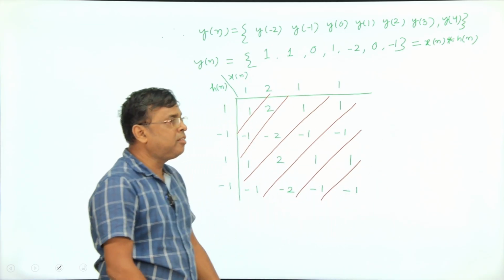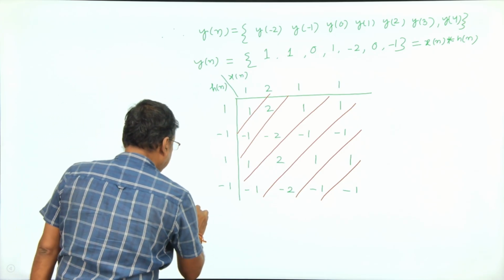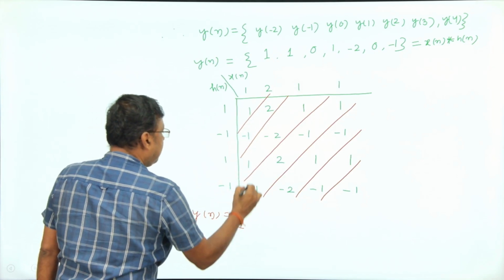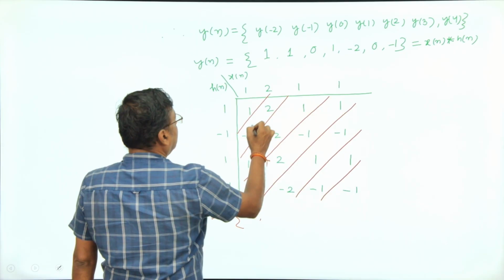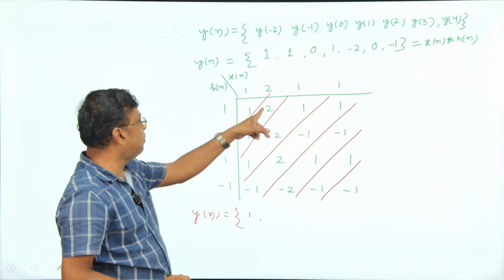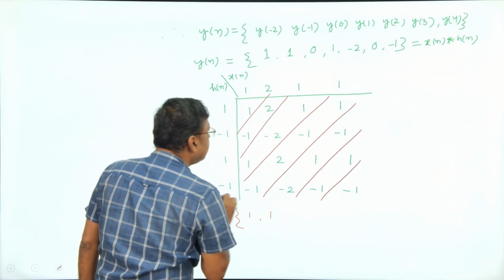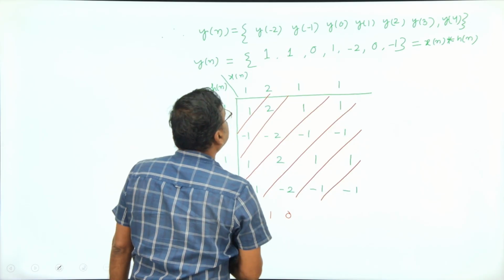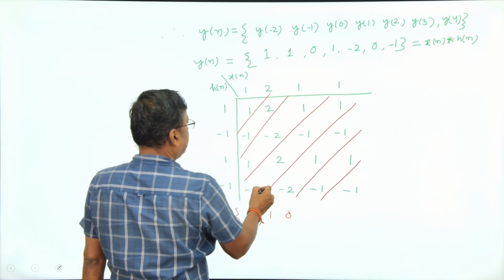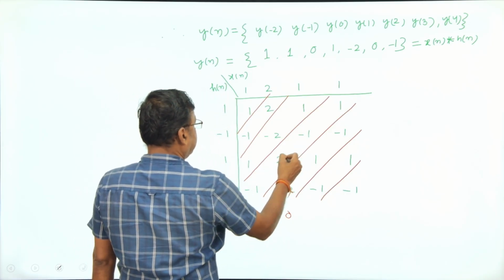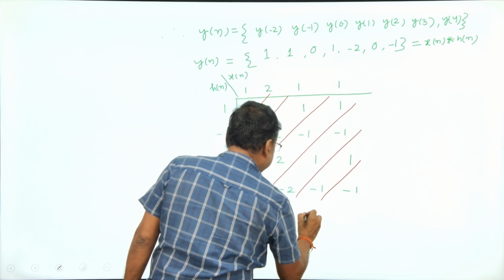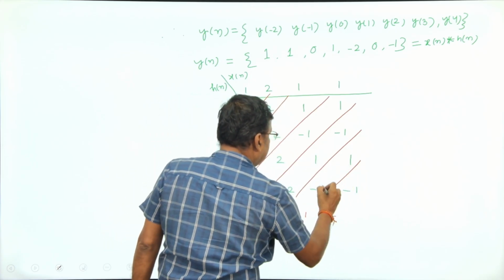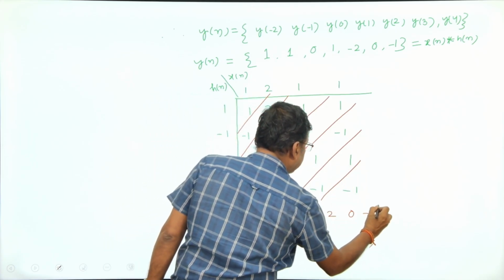So in this process, the y of n is like this: 1, then simply adding, -1 plus 2 is 1, then 1 plus 1 is 2, 2 minus 2 is 0, then -1 minus 1 minus 2 plus 2 is 0, that is 1, then 1 minus 1 is 0, that is -2, and 1 minus 1 is 0, this is -1.